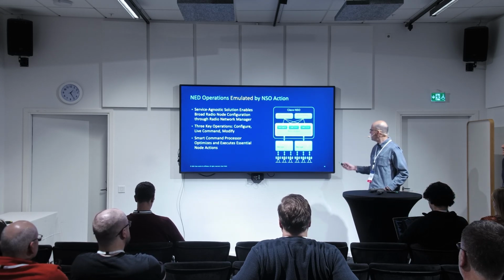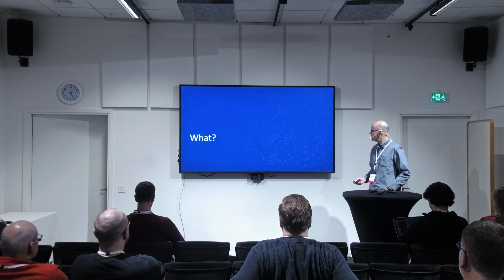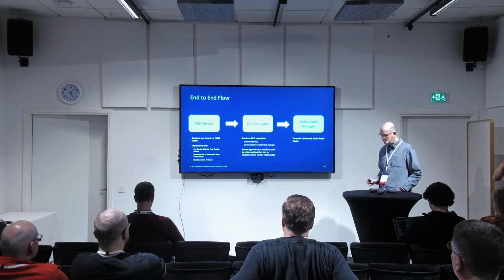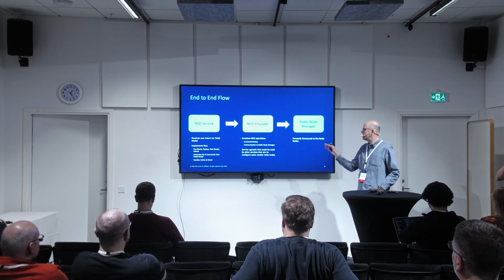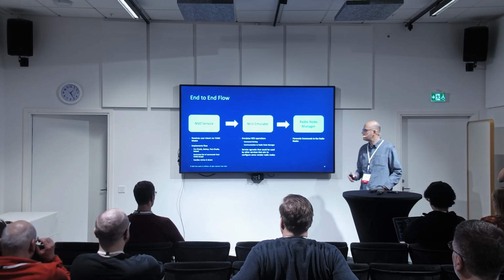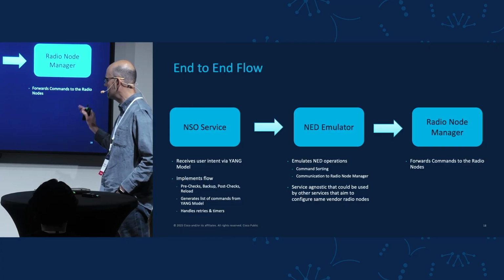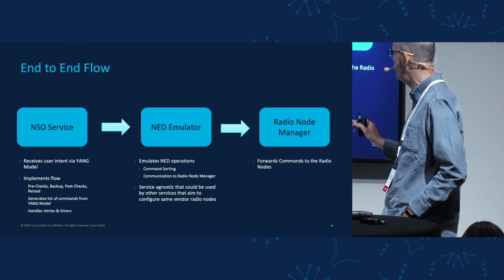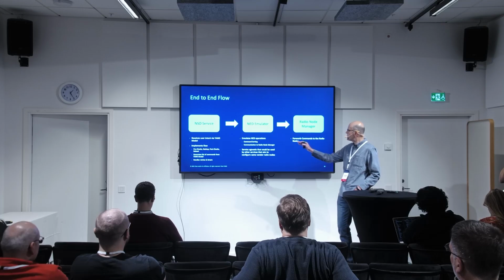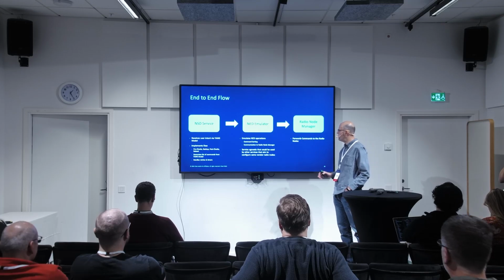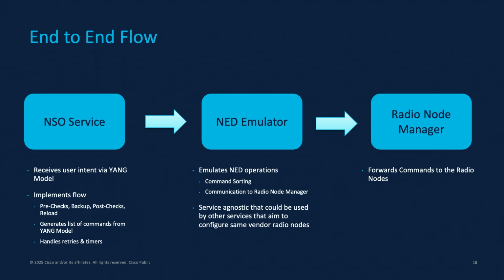Okay, we can keep this one, or let's move to the next one. This is basically the same end-to-end architecture that Jose was showing, but just left to right. So we have the 3 elements, right? The radio node manager is just a third-party element, so we don't care about that one. We have the NSO service, and then what we call the net emulator, which we will go deeper into later.